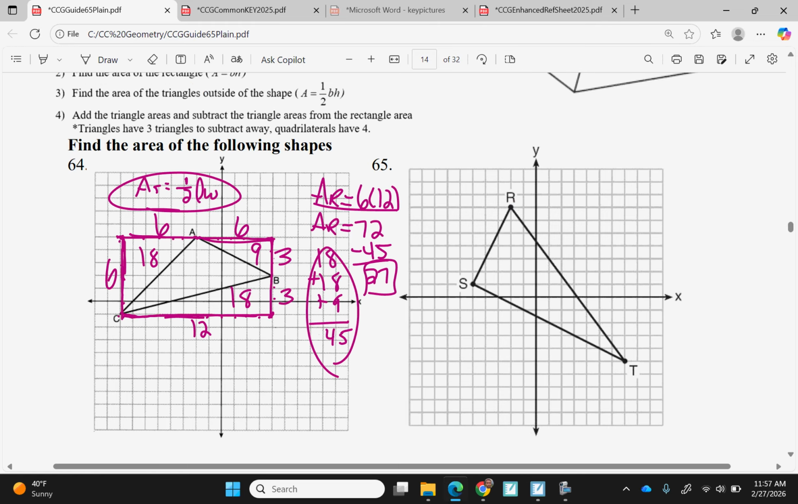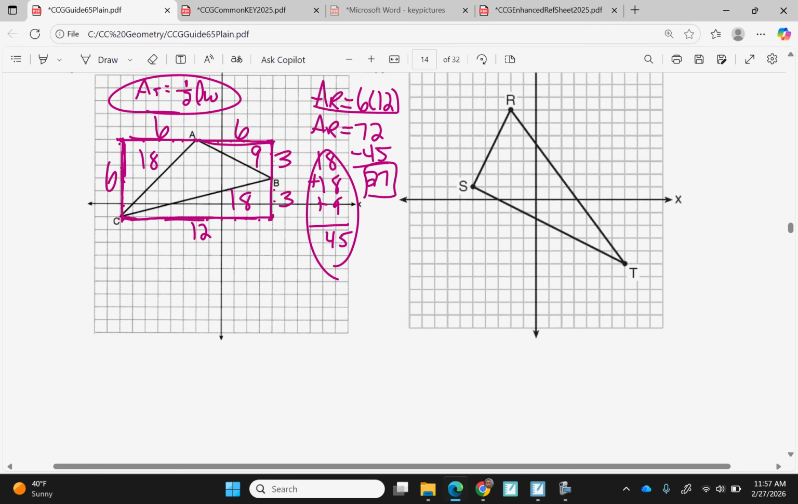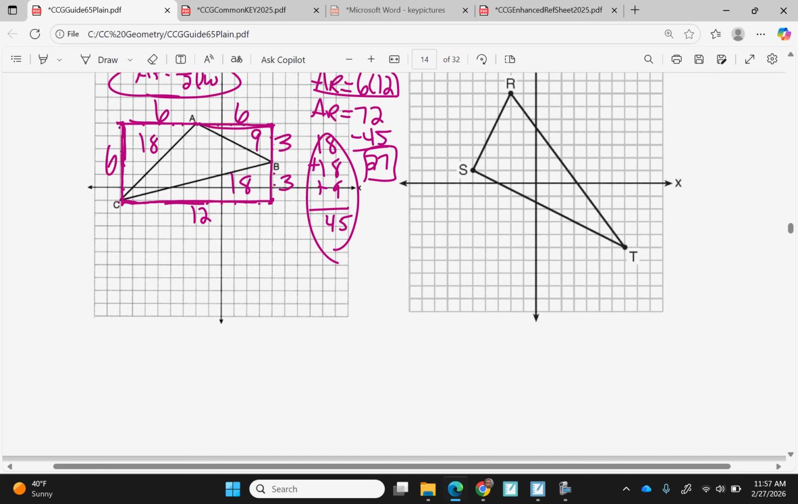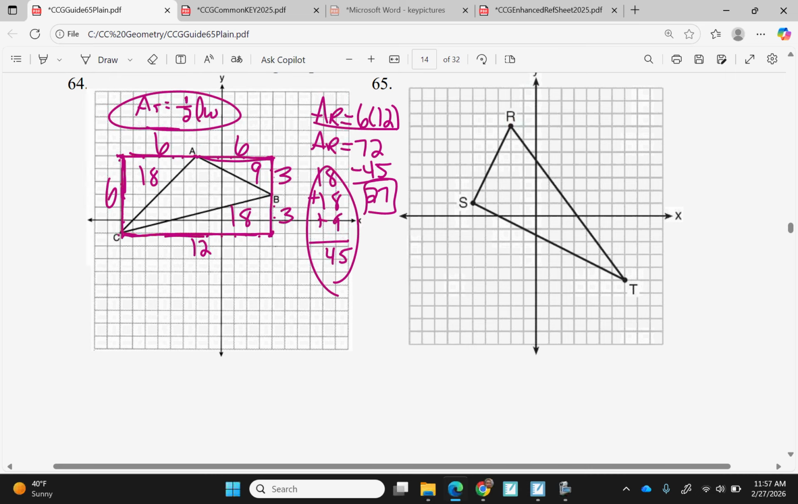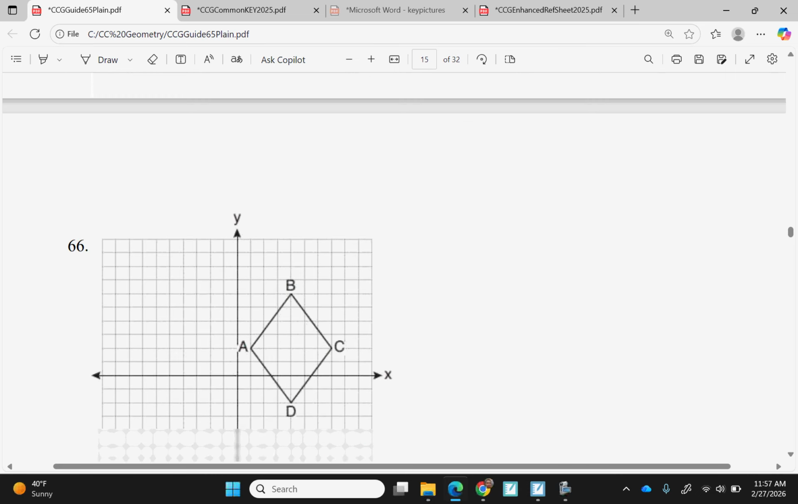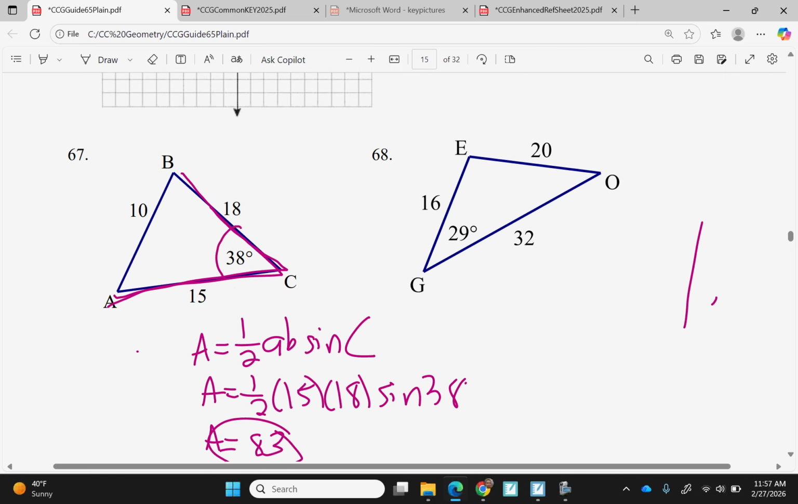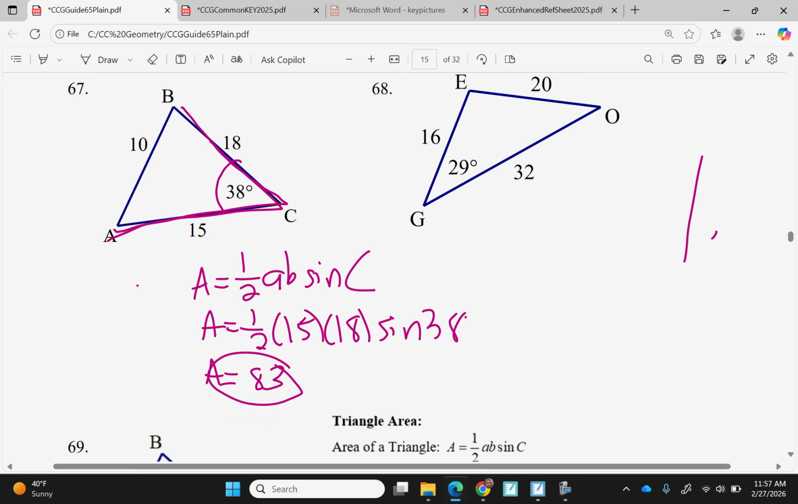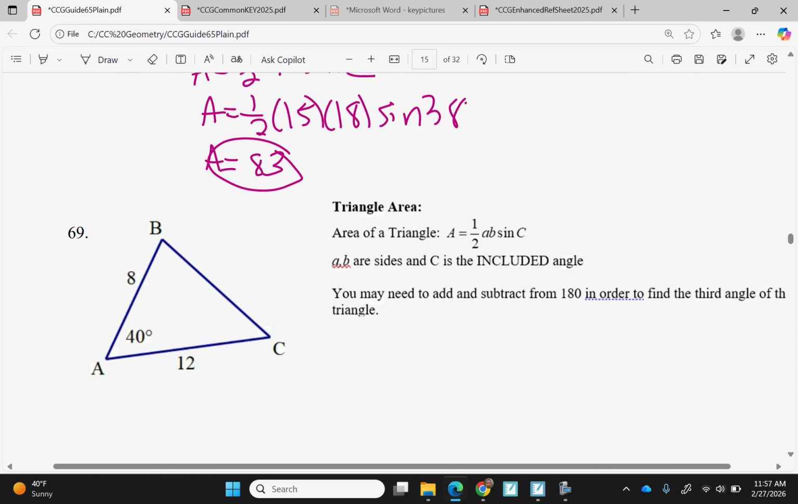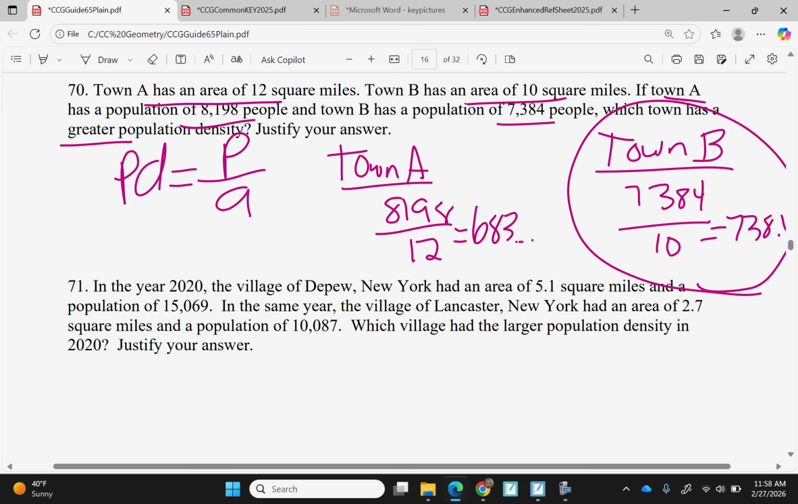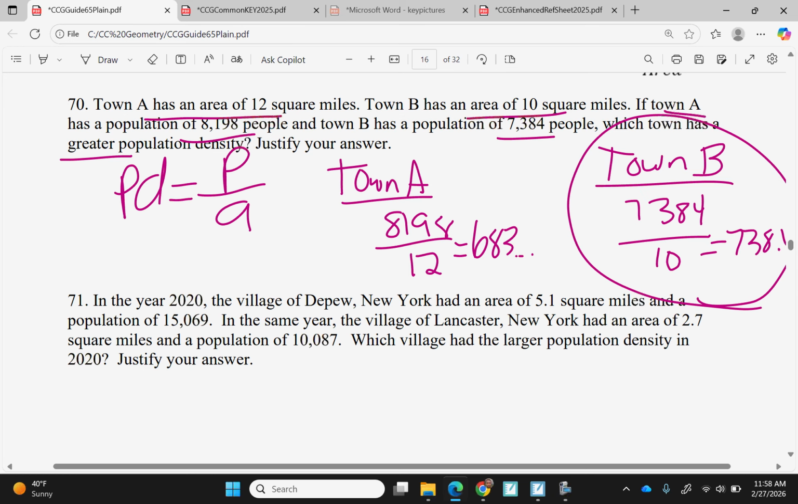Area on the grid: build your rectangle, find the area of the rectangle, find the area of the triangles, half length times width of the triangles, add the triangle areas, subtract them from the rectangle area. Triangle area, half A, B sine C. PD-POP: population density is population over area.